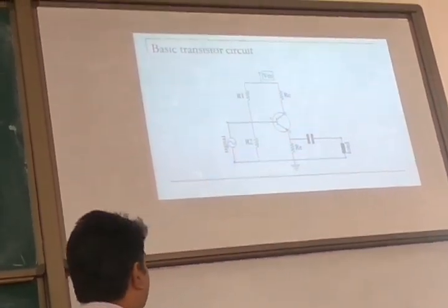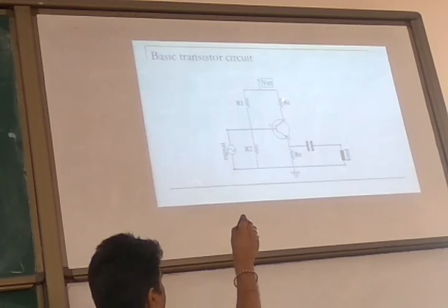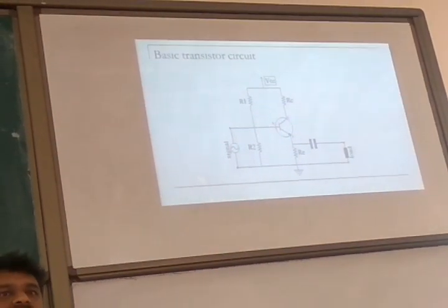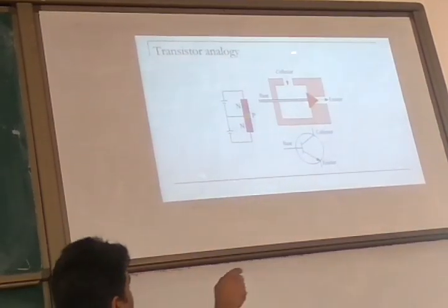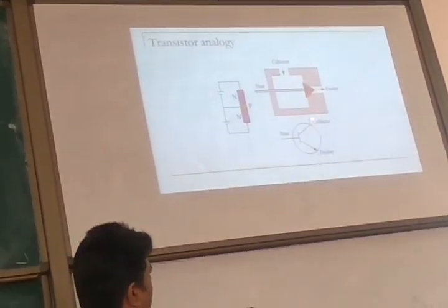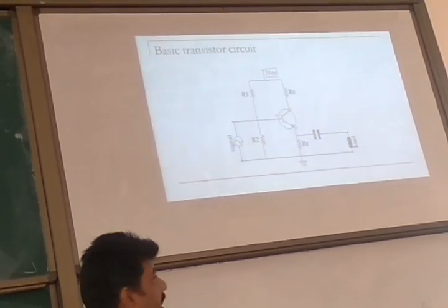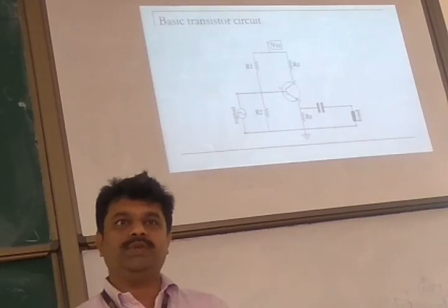You connect some voltage. So VCC is connected to the collector. Collector is the one through which we connect the power supply. Isn't it? Here also we discussed. Collector is the one through which we connect the power source. Emitter is the one which gives you the output.